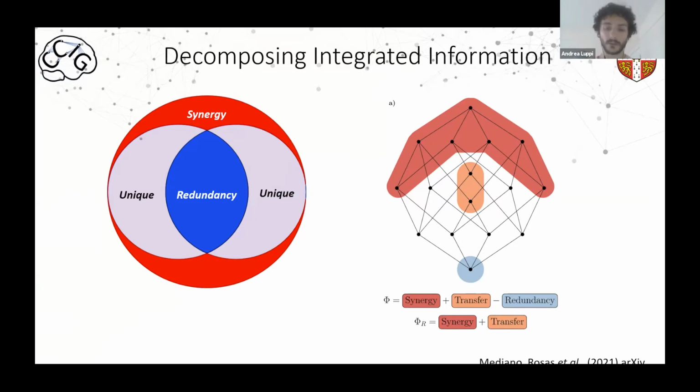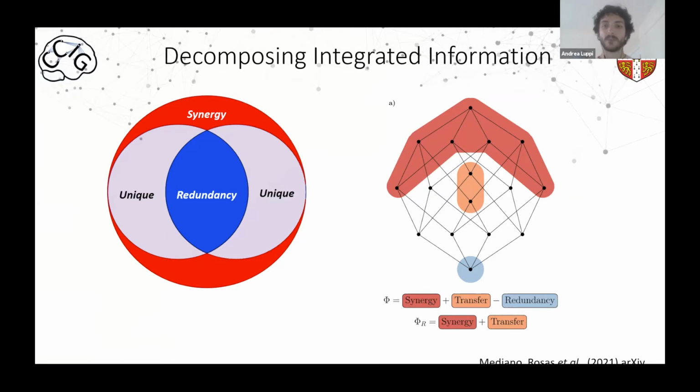So here, what you can see is the decomposition of IIT 2.0 integrated information in terms of this integrated information decomposition framework, so these information atoms. And in particular, what you can see is that the original version of phi was including synergy and transfer terms, but was also subtracting redundancy.